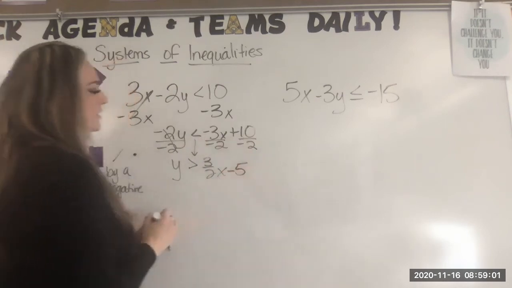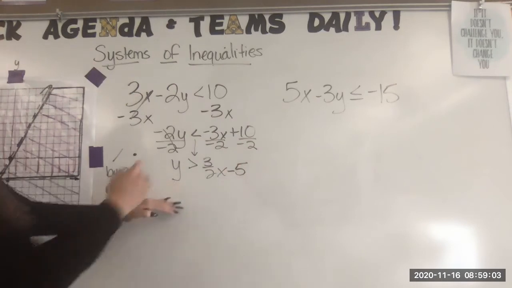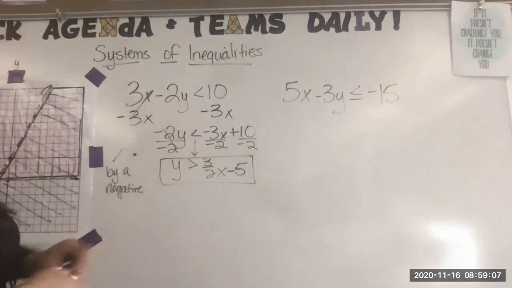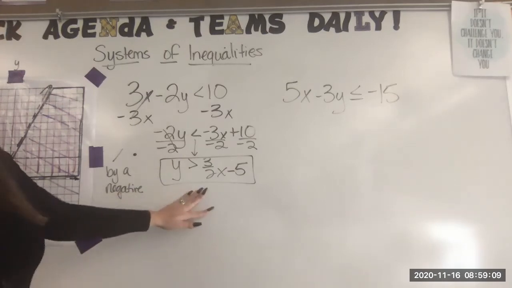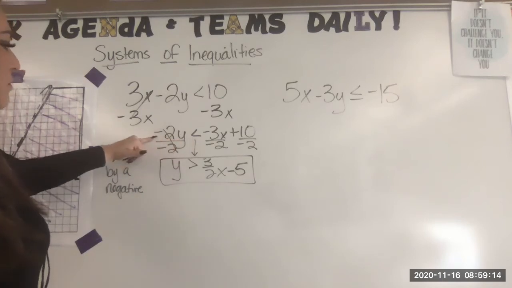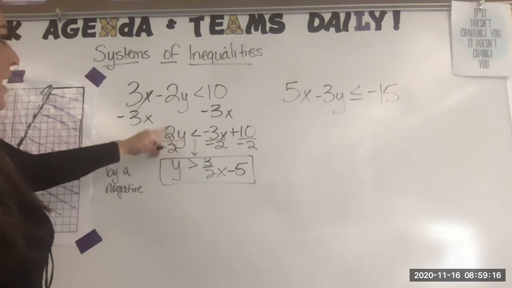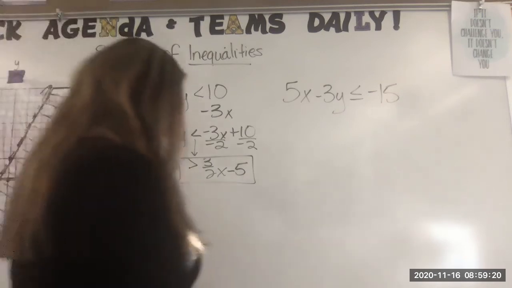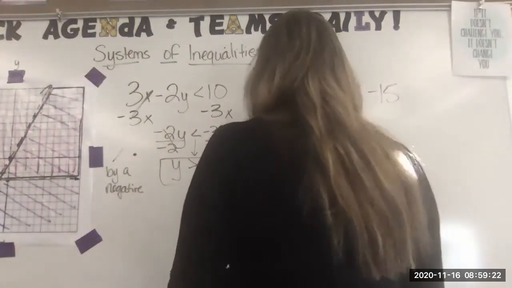-5. So now we have rearranged our inequality to put it into sort of a y equals mx plus b form. And we remember that if we divide or multiply by a negative at any time when solving this, we need to flip our symbol around. Okay? Let's do the next one.